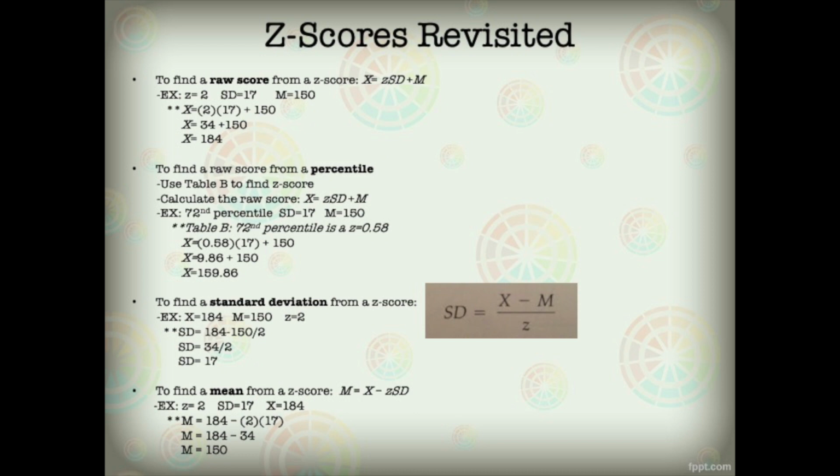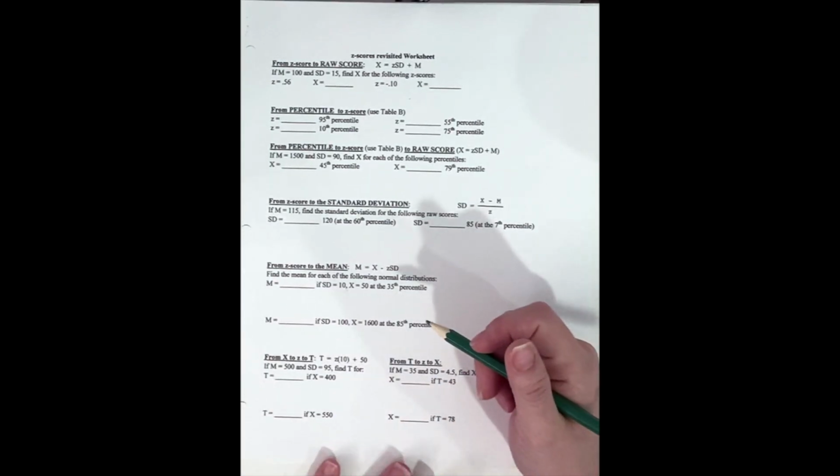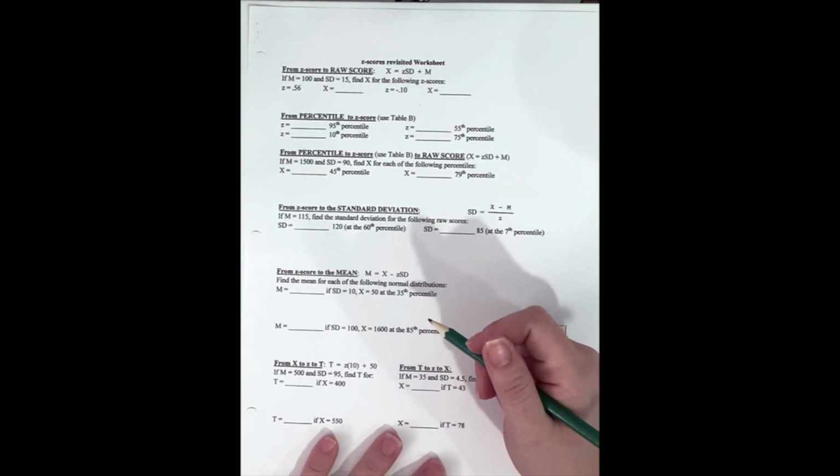And then if you want to find a mean from a raw score, the mean formula is raw score minus z-score times standard deviation. So let's go ahead and practice all this on the Z-Scores Revisited worksheet. Welcome to the Z-Scores Revisited worksheet.